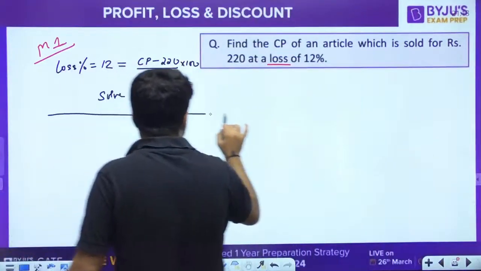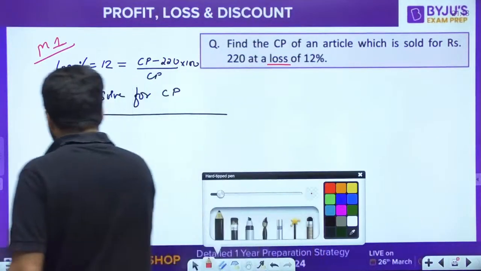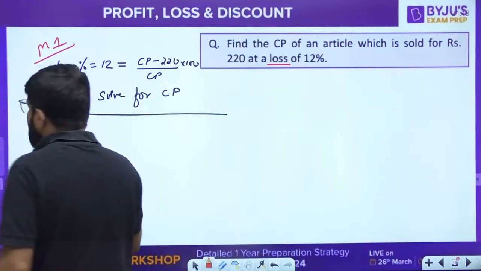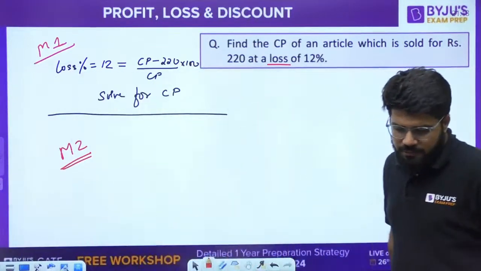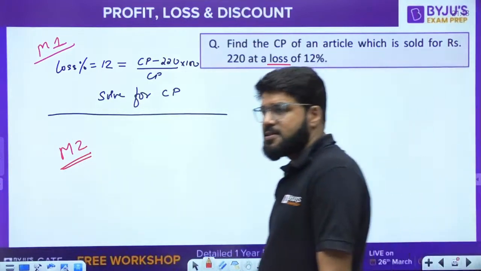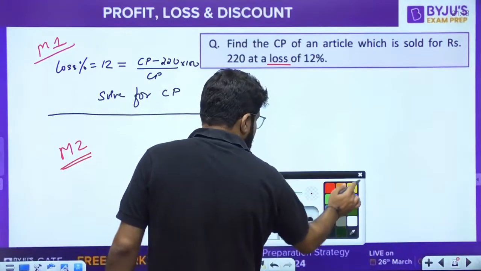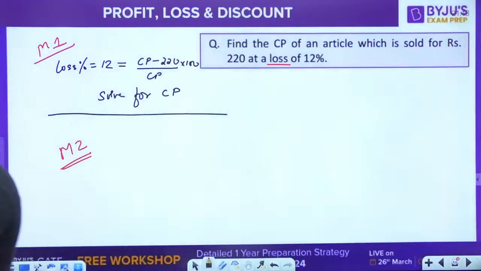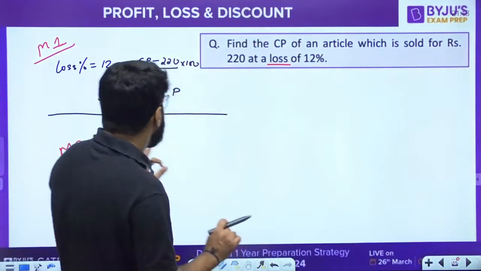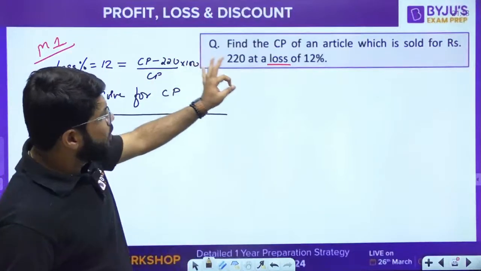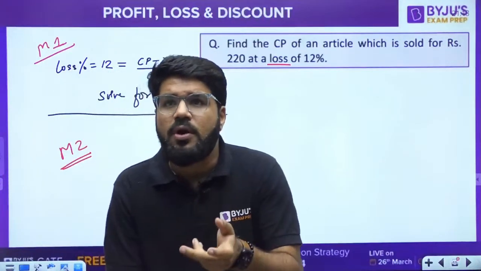But directly, guys, when the profit or loss percentage is given to you, we can do one more thing. See guys, the loss is 12%. Now loss is calculated over what?